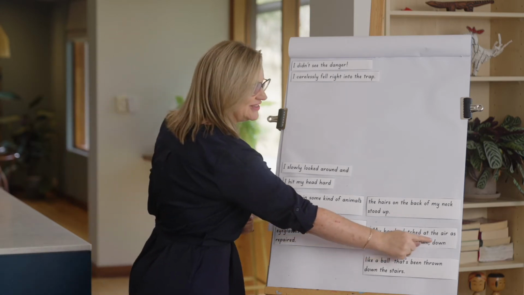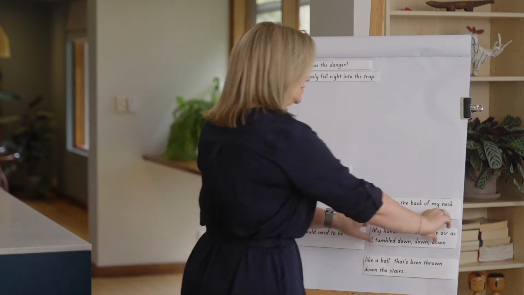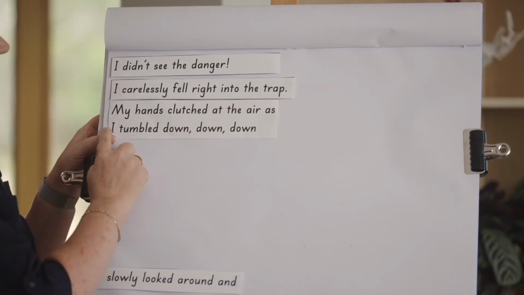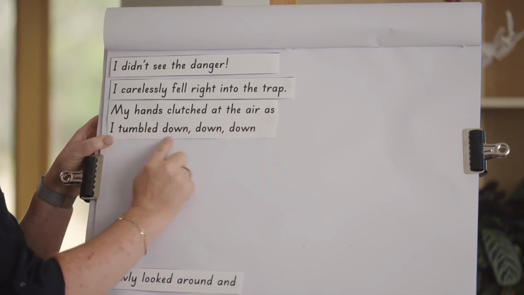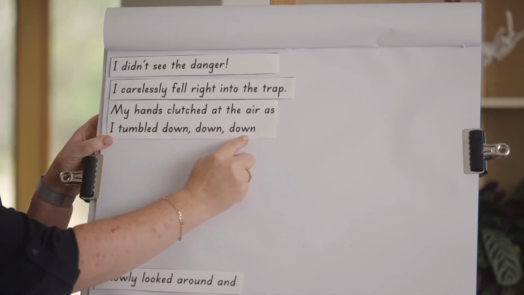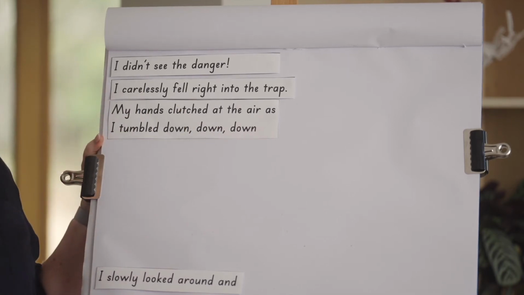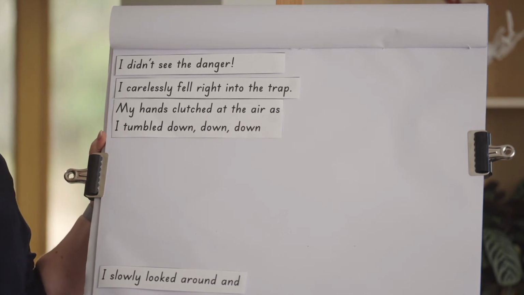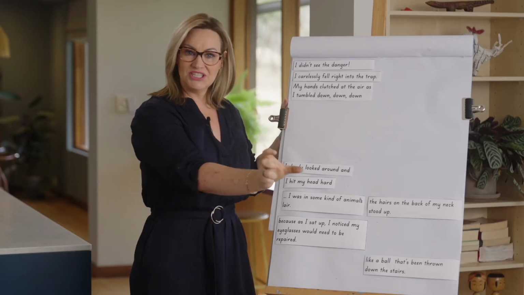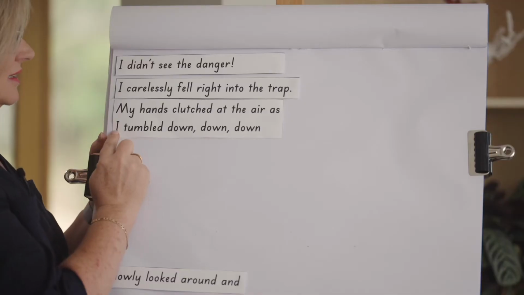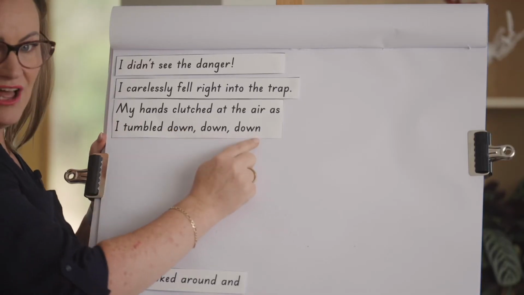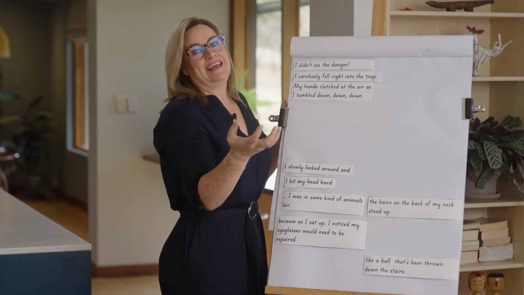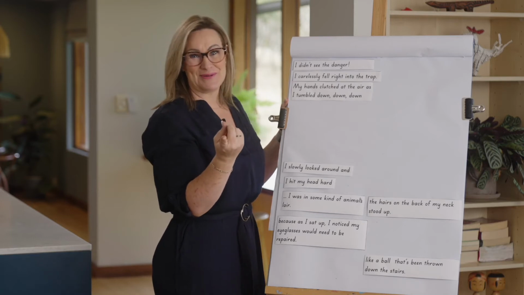My hands clutched at the air as I tumbled down, down, down. Author's choice. Why have they repeated that word? Why, when I read it, does my voice change? Down, down, down. Where do you think this person's headed? Probably to a lair, I'm guessing, because it was one of our vocab words.